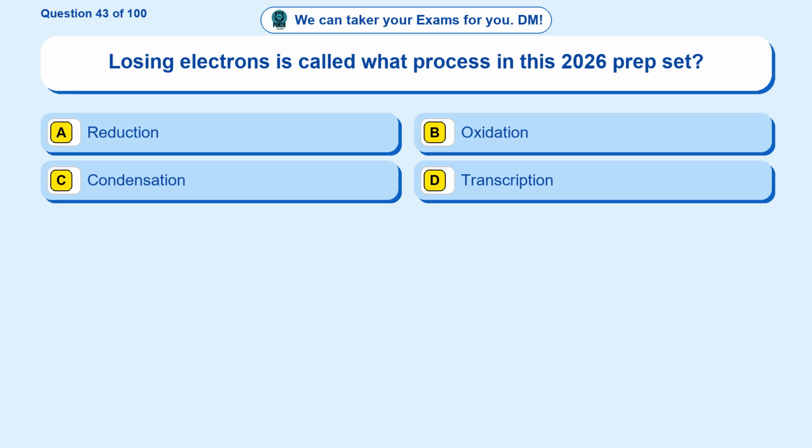Question 43. Losing electrons is called what process in this 2026 prep set? Option A, reduction. Option B, oxidation. Option C, condensation. Option D, transcription. The correct answer is option B. Oxidation.